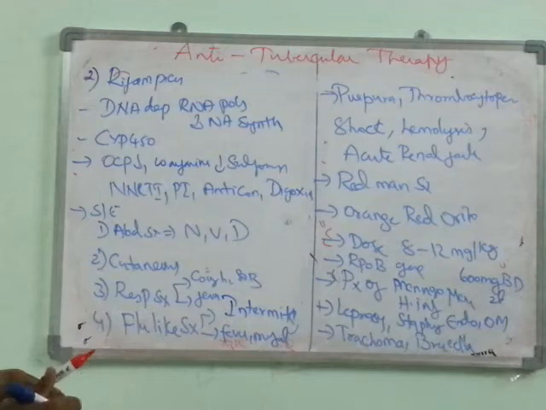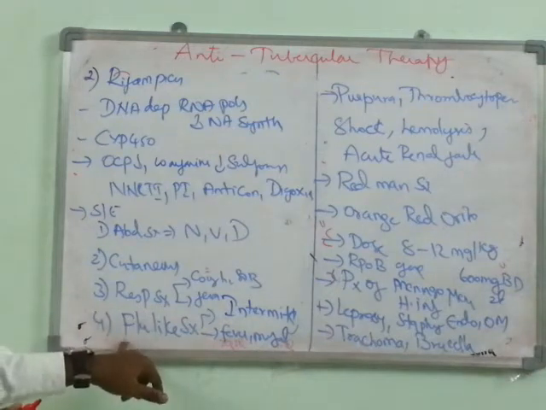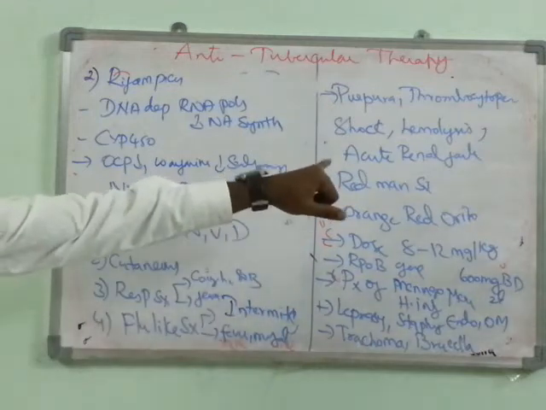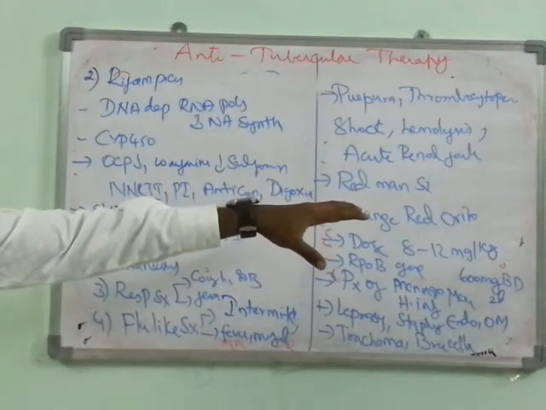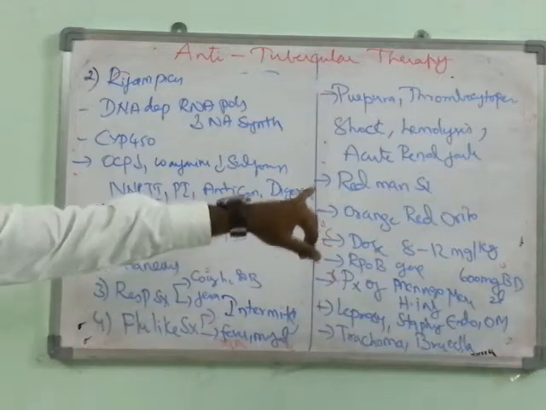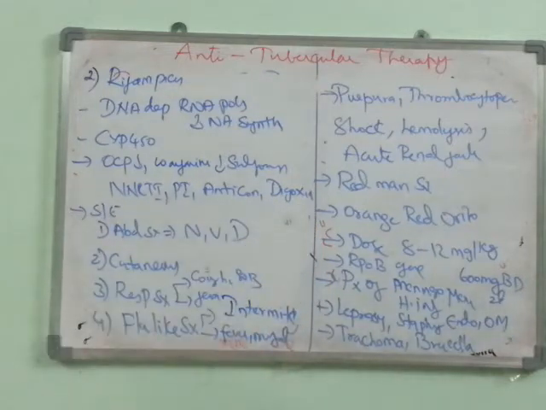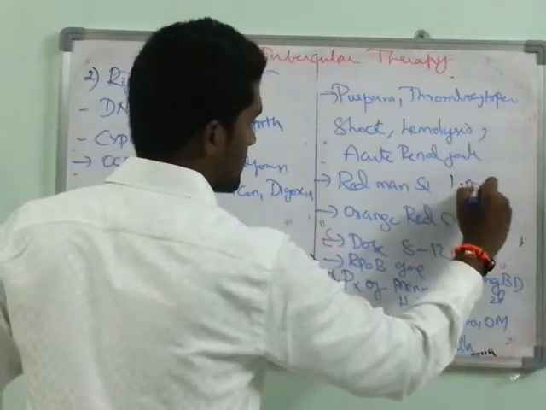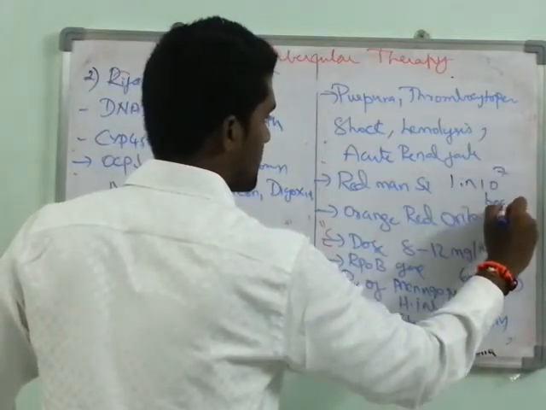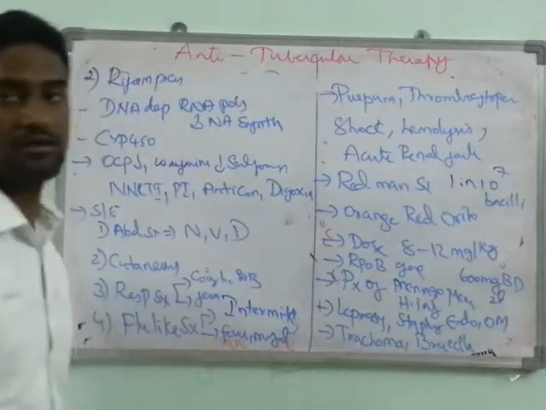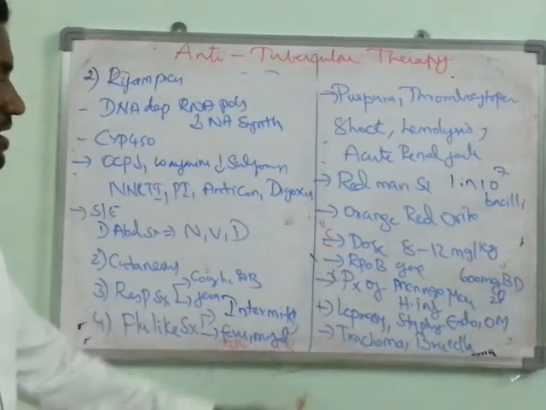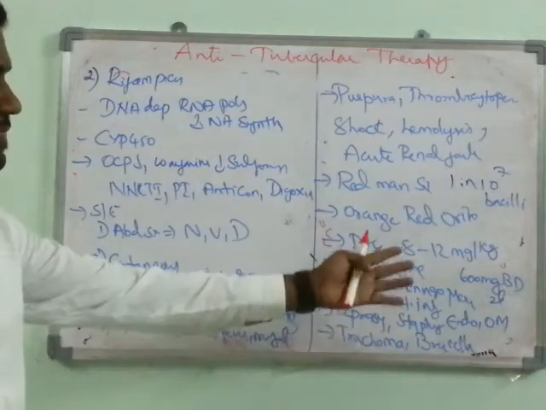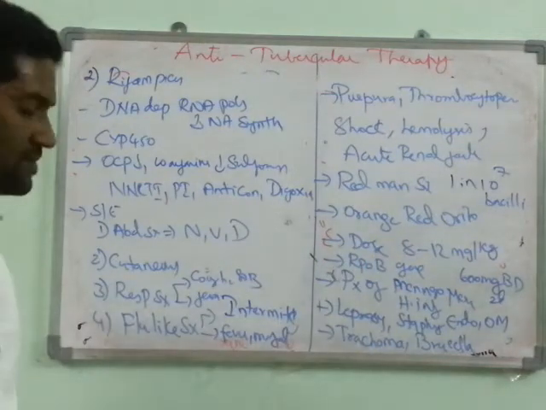So these are the side effects of rifampicin. Remember, flu-like syndrome is not due to daily regimen, it is due to intermittent. It can cause acute renal failure. Drug precipitating acute renal failure is rifampicin. Red man syndrome, and the resistance is through rifampicin. 1 in 10 power 7 bacilli can be resistant to rifampicin. And it can also be used in staphylococcal endocarditis, osteomyelitis, and the dose also has to be remembered.